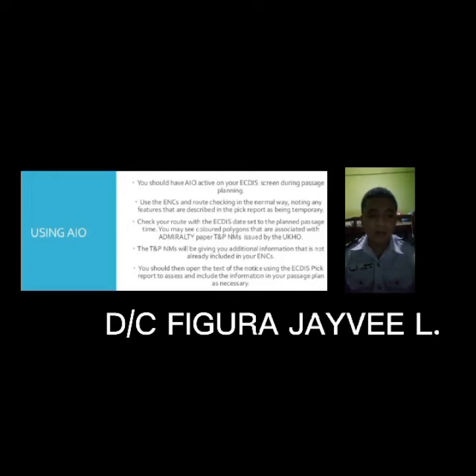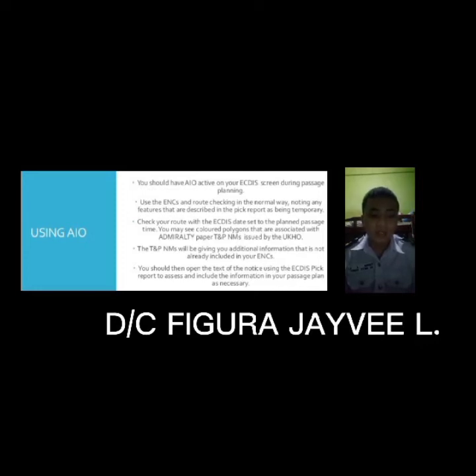Using AIO. You should have AIO active on your ECDIS screen during passage planning. Use the ENCs and route checking in the normal way, noting any features that are described in the pick report as being temporary. Check your route with the ECDIS date set to the planned passage time.